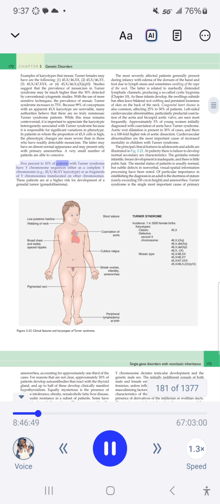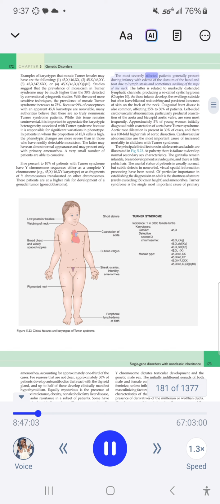5% to 10% of patients with Turner syndrome have Y chromosome sequences either as a complete Y chromosome, e.g., a 45,X/46,XY karyotype, or as fragments of Y chromosomes translocated on other chromosomes. These patients are at a higher risk for development of a gonadal tumor, gonadoblastoma.